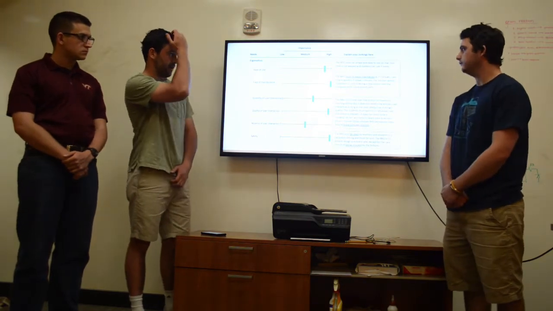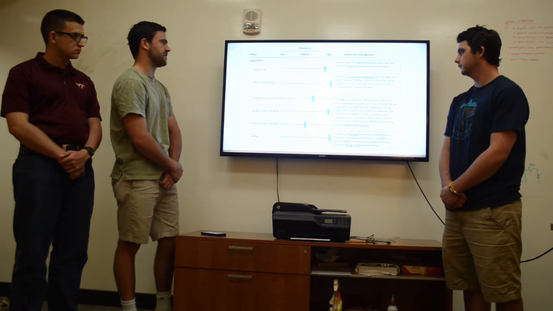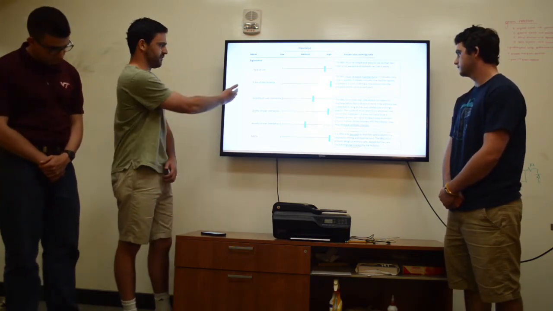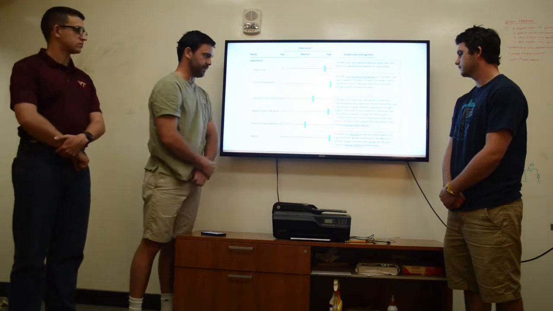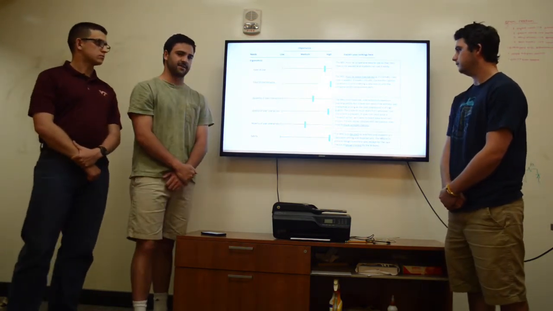Second, we're going to talk about the industrial design. So in here, this is a list of the ergonomics and the importance that we have ranked them. So for example, ease of maintenance was ranked as extremely high. We gave it a maximum value. And this is because it needs to be easily maintained.